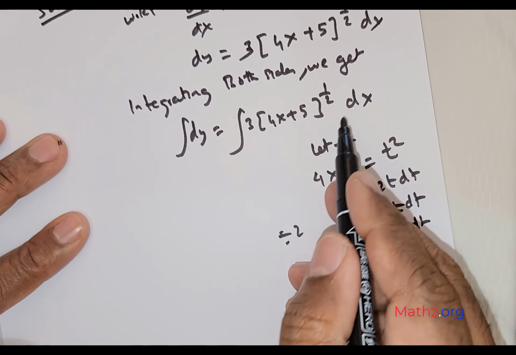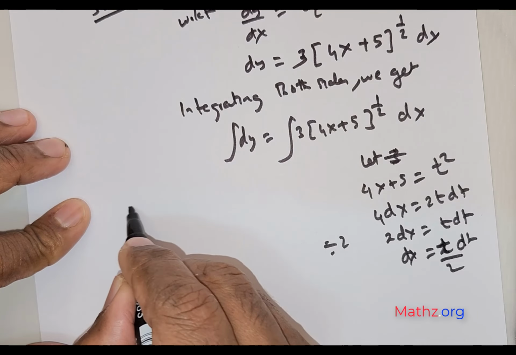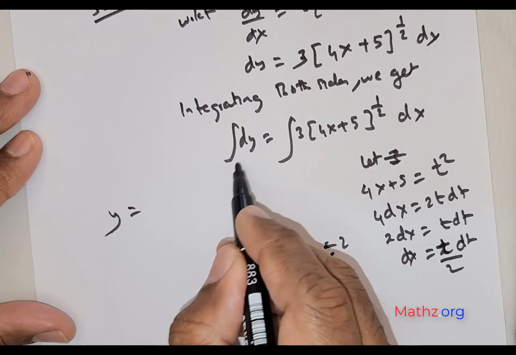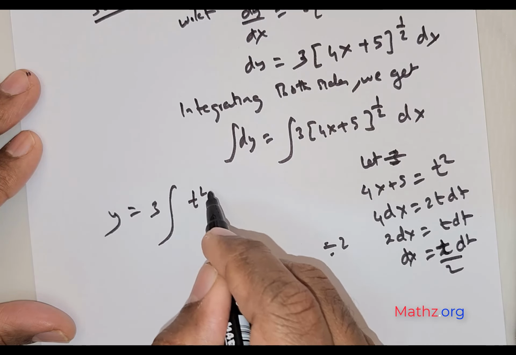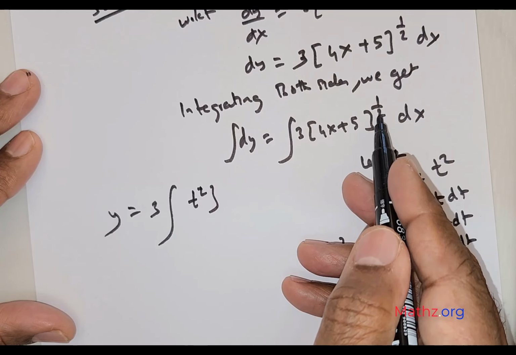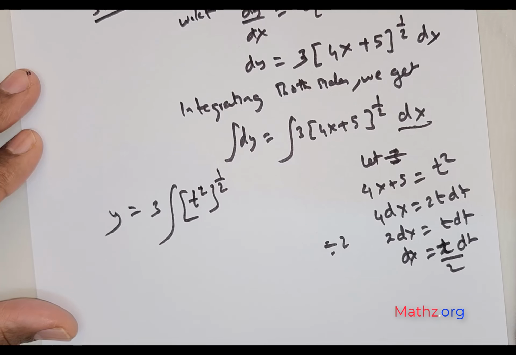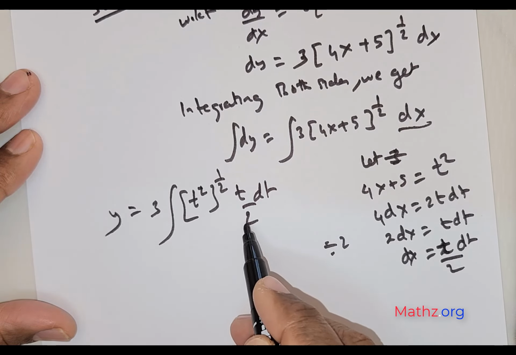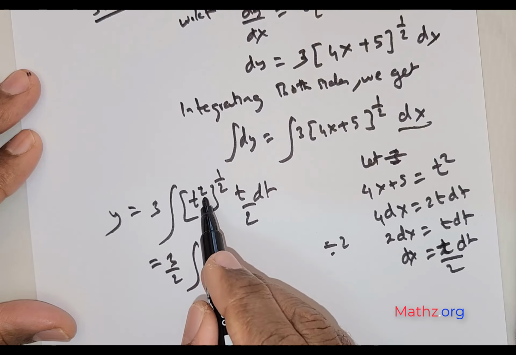Take that value and substitute it here. So this is equal to, if you were to integrate dy, you get y. 3 is a constant, take it out. 4x + 5, I replace it with t squared. This has got 1 over 2. In place of dx, you substitute t dt over 2. This is the constant, take it out. So this is 3 over 2 integral.